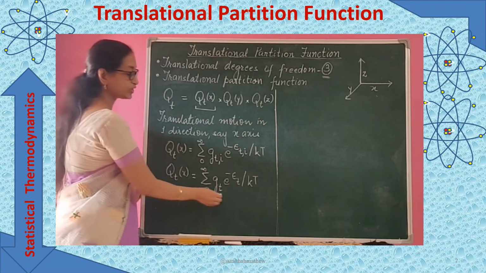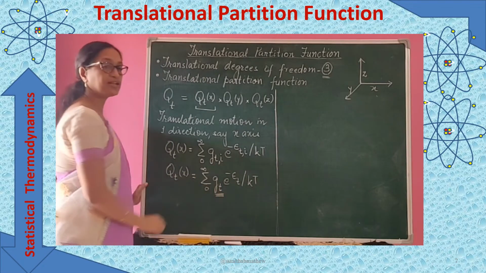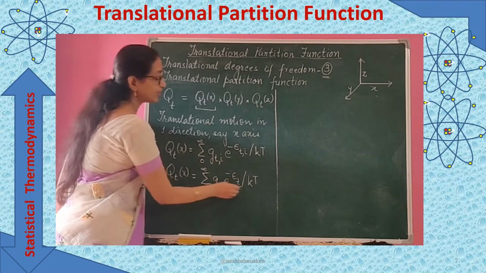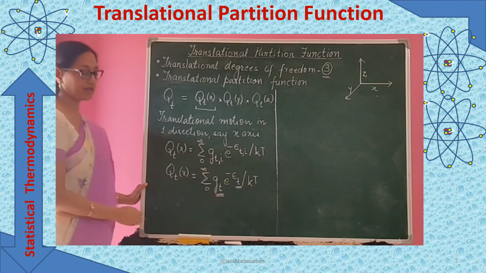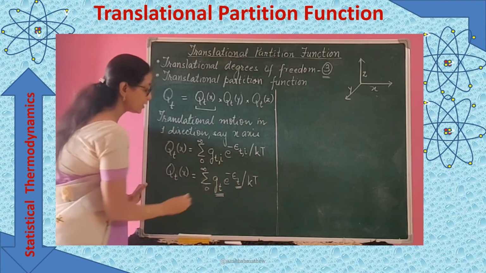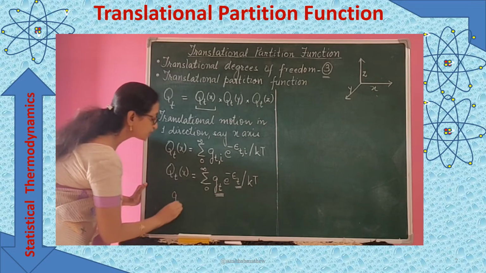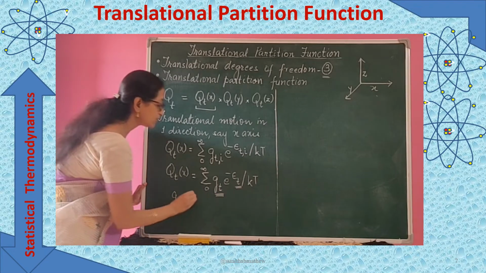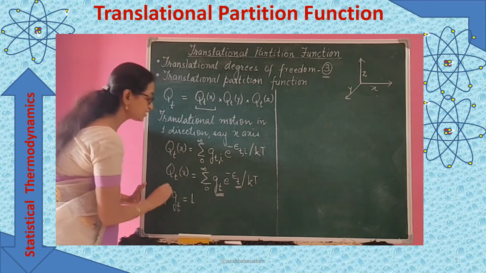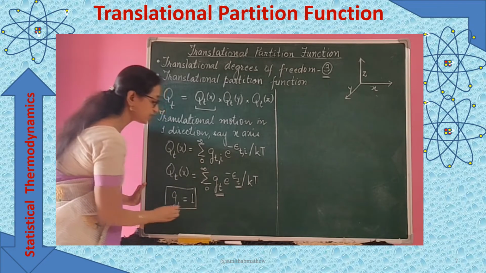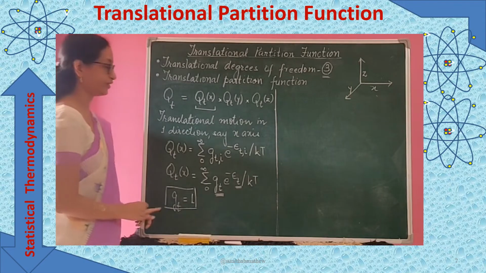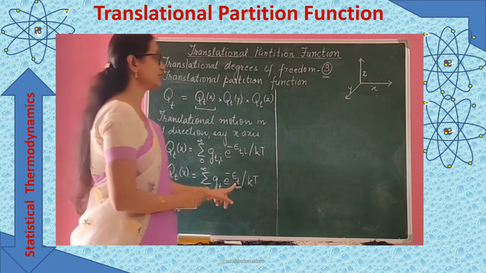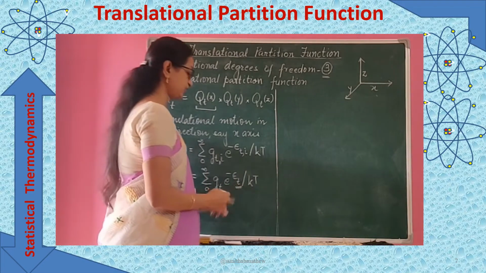Here we require 2 terms. One is the statistical weight factor and another is the translational energy. So let's see what are its value. The statistical weight factor gt is always equal to 1. That means the degeneracy of translational energy level is always 1. Now let's see what is translational energy level.